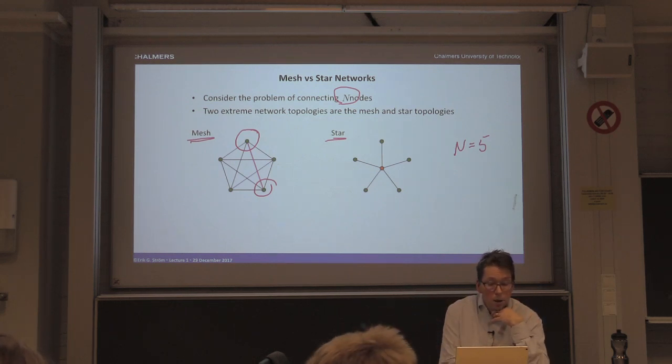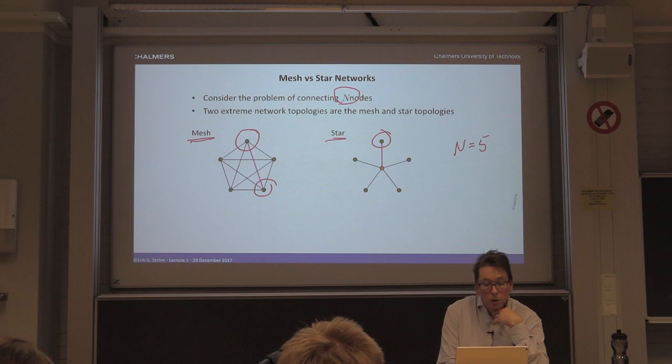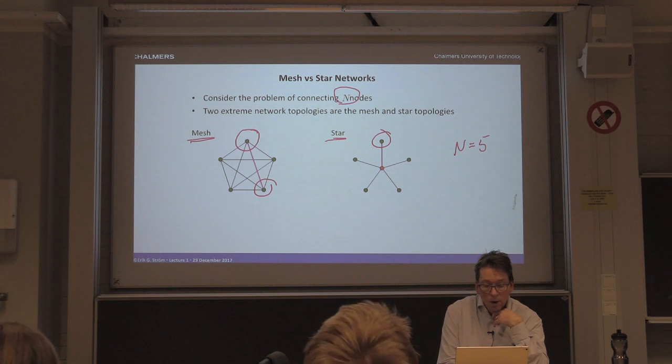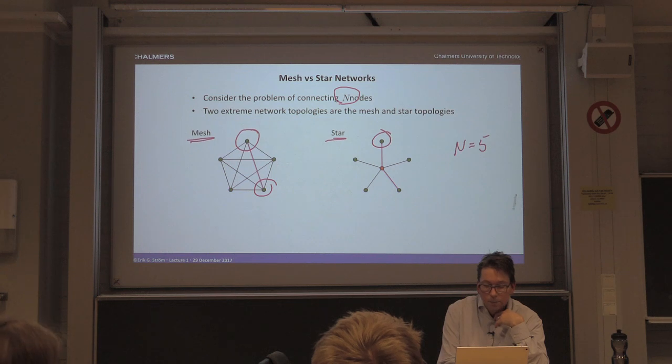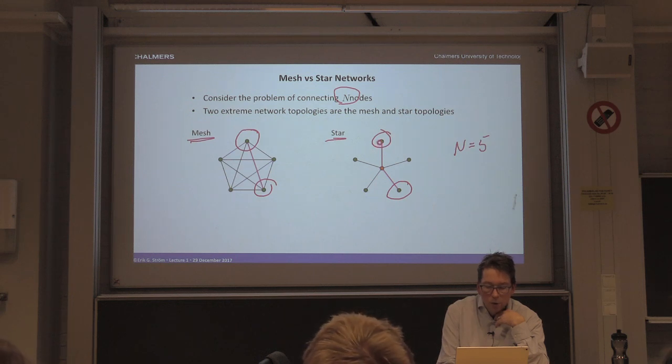other reasons. Now, in the star network, if this node wants to communicate to any other node, it first needs to communicate the information down to the center of the network, and then the network needs to figure out where it should go. In this case, it should go down to this one. So here we see that the communication is two hops. We go from this node to the center node and then out here.